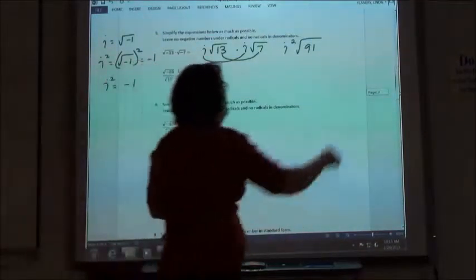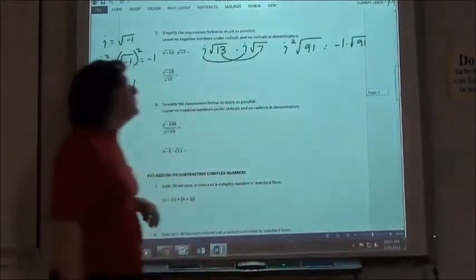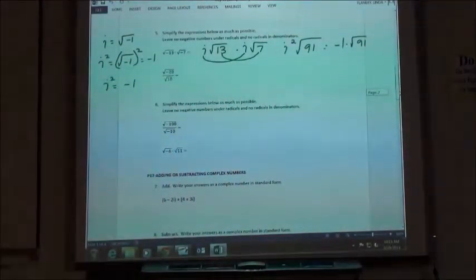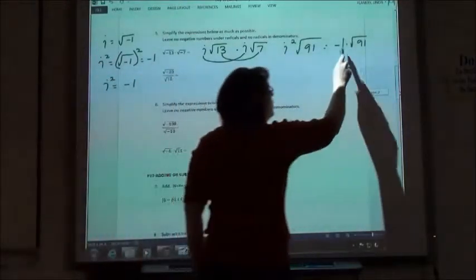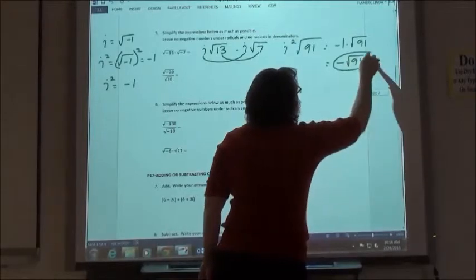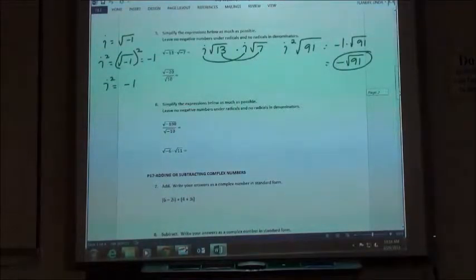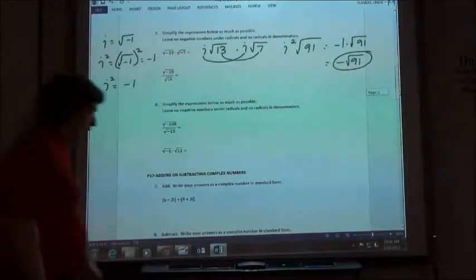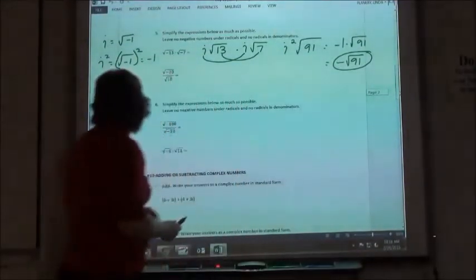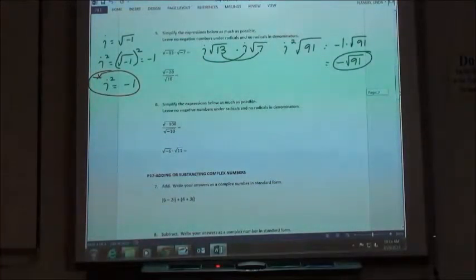So now we're going to have negative 1 times the square root of 91. And simplifying that, we really don't need the 1 then. It just means I have negative square root of 91. And I can't simplify that any farther. Negative times a positive just makes the whole thing negative. So, something to watch out for. Anytime you have i squared, you're going to put a negative 1 in its spot. We'll get to more of that later.